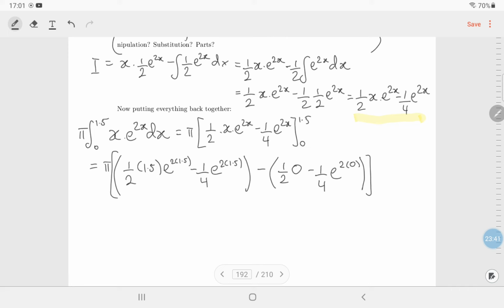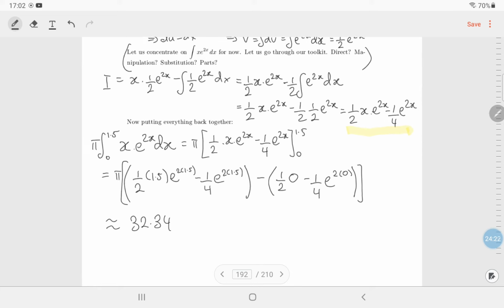Now I've got a pi there, but I'm just going to bang all this into the calculator. So pi times, brackets, 1/2 by 1.5 by e to the 3 minus 1/4 by e to the 3. Take away, the first bit is a 0, minus a quarter. So the 2 by 0 is 0, e to the 0 is 1, quarter by 1 is a quarter. So I end up with 32.34.